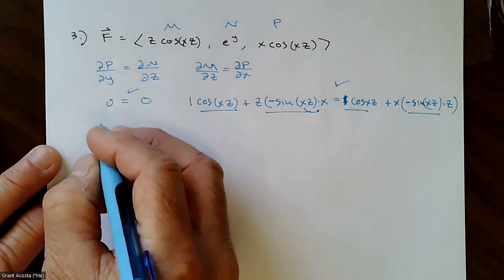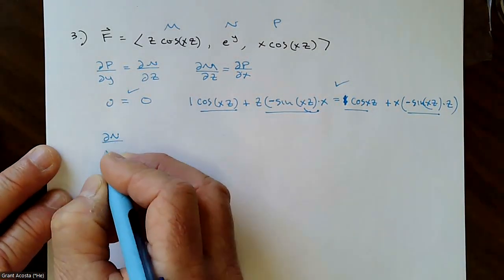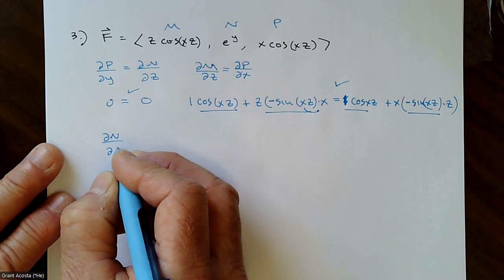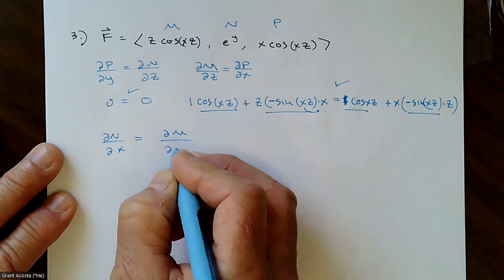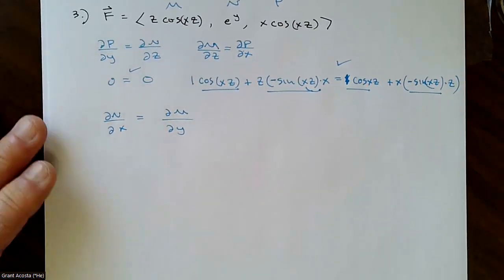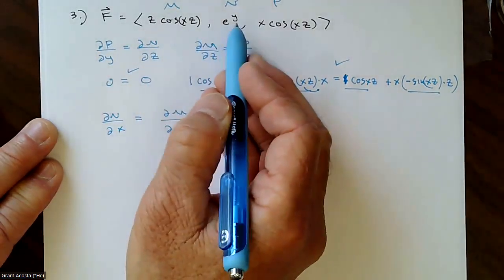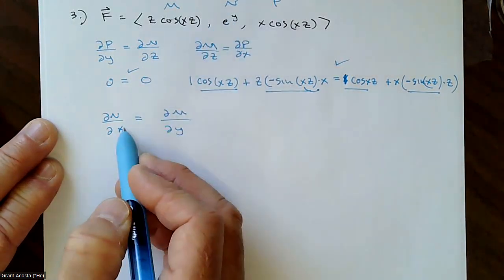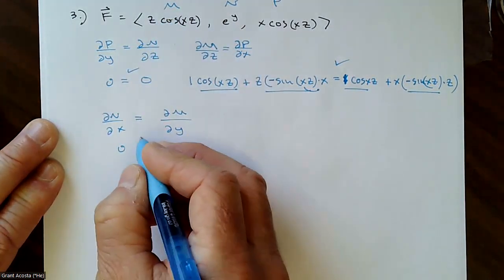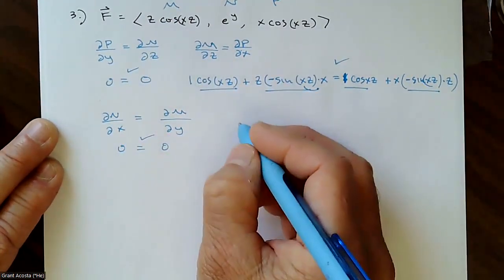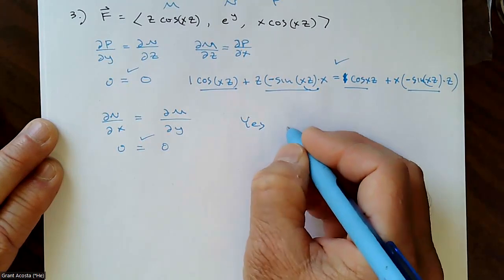And then finally, I have to check to see if the partial of N with respect to x is equal to the partial of M with respect to y. Oh, there we go. Partial of N with respect to x is 0. Partial of M with respect to y is also 0. So it satisfies all 3 of these. So yes, this is conservative.